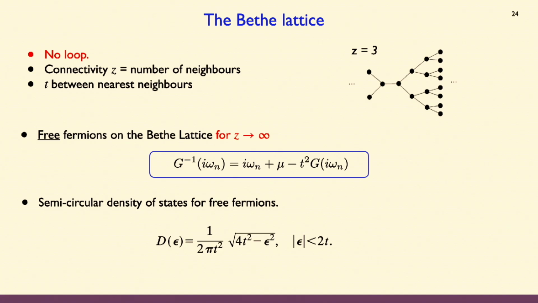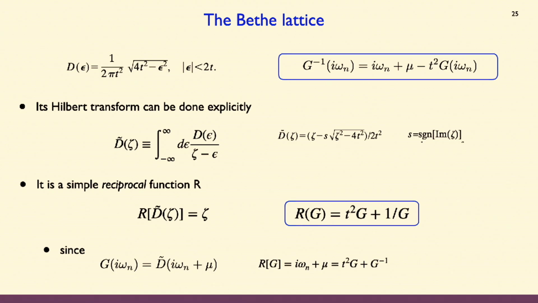For the record, I will go quite quickly on the next two slides, but I put them there because sometimes they are useful. How do we simplify the self-consistency condition? Then I will write the final equation on the Bethe lattice. These are mathematical properties. The Hilbert transform of such functions can be done explicitly. The mathematical property that's useful is that if I look at this transformation, the Hilbert transform D tilde of zeta, its reciprocal function is very simple. The function R such that R of D tilde of zeta is zeta is just a simple function, t squared g plus 1 over g, as you can read from the equation.